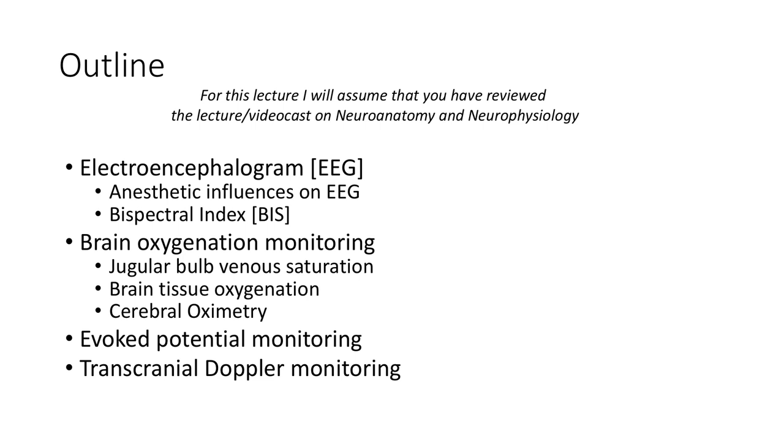We will also comment on the Bispectral Index, the BIS monitoring. We also will talk about brain oxygenation monitoring, either done by the jugular bulb venous saturation, direct brain tissue oxygenation monitoring, or cerebral oximetry. And we also will review evoked potential monitoring and transcranial Doppler monitoring.